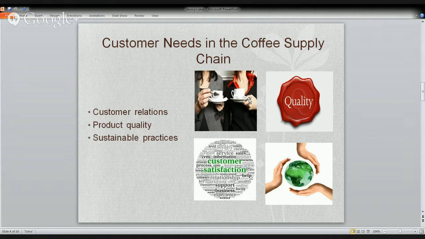Lastly, another customer need would be sustainable practices. More and more people are becoming increasingly aware of the damage being done to the environment through unsustainable business practices. So obviously they want to feel good about buying a product that they know the supply chain is doing everything they can to reduce their carbon footprint.